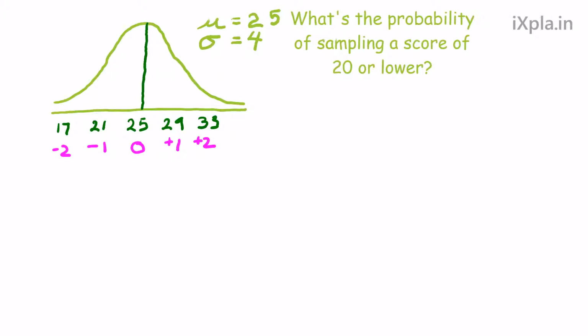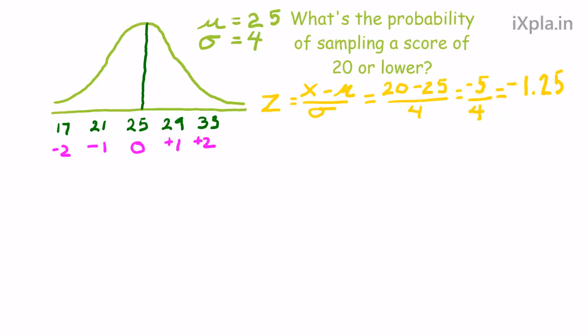All right, now the next thing we want to do is use this equation. And then we just want to substitute in the scores that we have. The score is the 20 from the actual question. And the mean is the 25, and the standard deviation is 4 from the original question. So we substitute those numbers in, and then we crunch the numbers, and we get a z-score of negative 1.25.